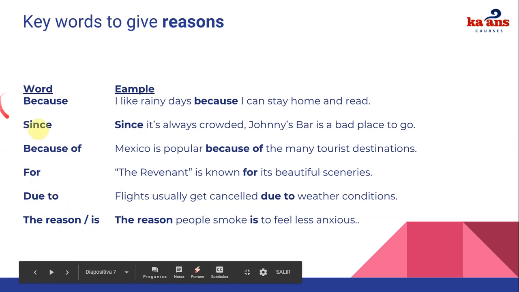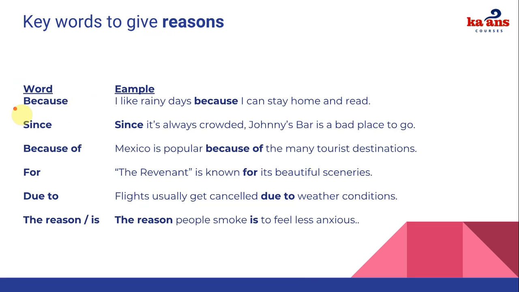Okay, so for example, using the word because, imagine if someone asks you, why do you like rainy days? Well, I like rainy days because I can stay home and read. Okay, and we have the word because, and then you give the reason. Because I can stay home and read.